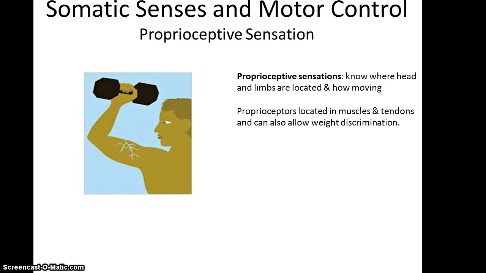Proprioceptive sensation. This sensation is basically letting you know where your head and limbs are located and how they are moving. And that's why these sensations are localized to inside the skeletal muscle tissue or within the tendons themselves. Also, it can allow for weight discrimination. So you can pick something up that weighs a pound, try to pick something up weighing 10 pounds, you can tell the difference in the weight.